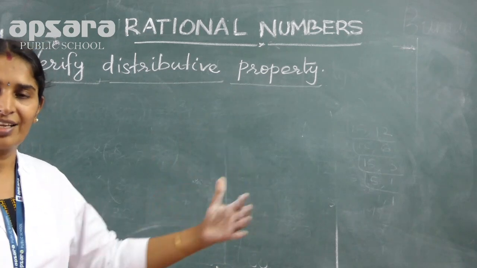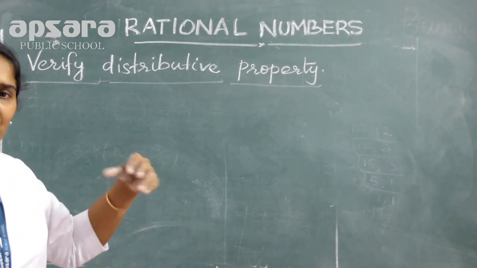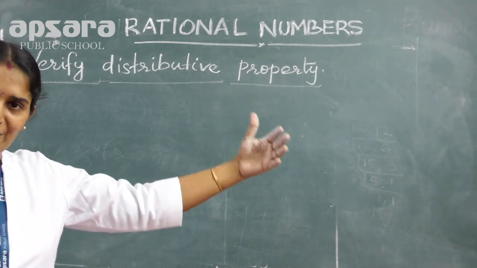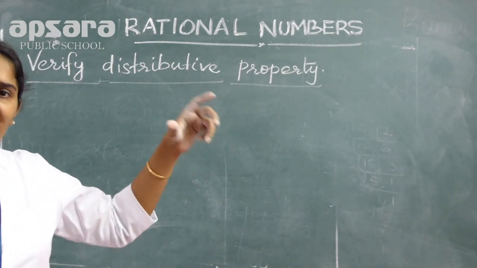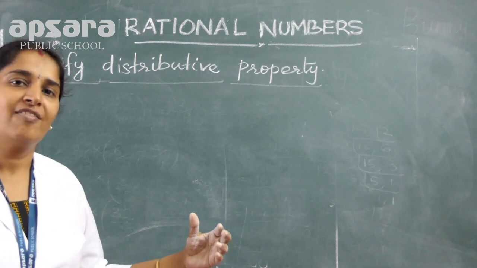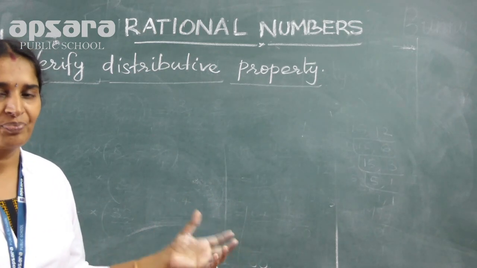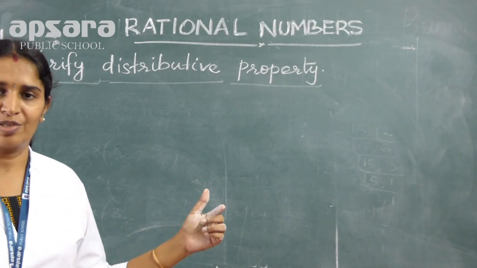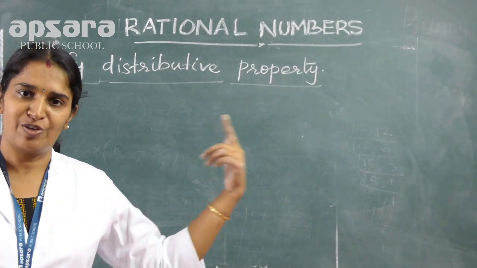If A, B, C are three rational numbers, then A into B plus C is equal to A into B plus A into C. This is distributivity of multiplication over addition. And what is distributivity of multiplication over subtraction? A into B minus C is equal to A into B minus A into C.